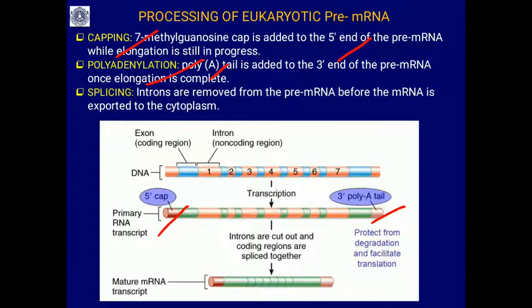Then the splicing. You will find here that this primary transcript has exons and introns: blue color exons, and saffron color introns. Introns are non-coding regions, not required for protein synthesis. Exons are coding sequences, required for protein synthesis. During splicing, all these introns, the saffron color portions, get removed, and the portions containing the exons are rejoined to become the coding region. This process is called splicing.